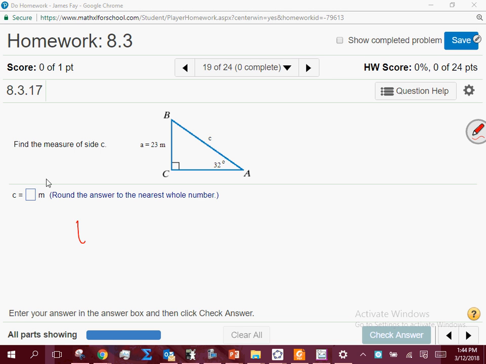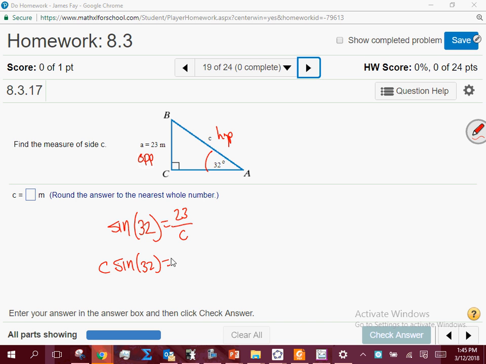Here, I'm going to have, well, let's label these sides. If I look at the 32, what is this side here? Opposite. And what is this side? Hypotenuse. So now I should be able to say the sine, cosine, or tangent. Which one? Sine of 32 is going to be 23 over C, right? Okay. Multiply both sides by C, and I get C sine of 32 is equal to 23. Now do what? Good. So I have 23 divided by sine of 32.